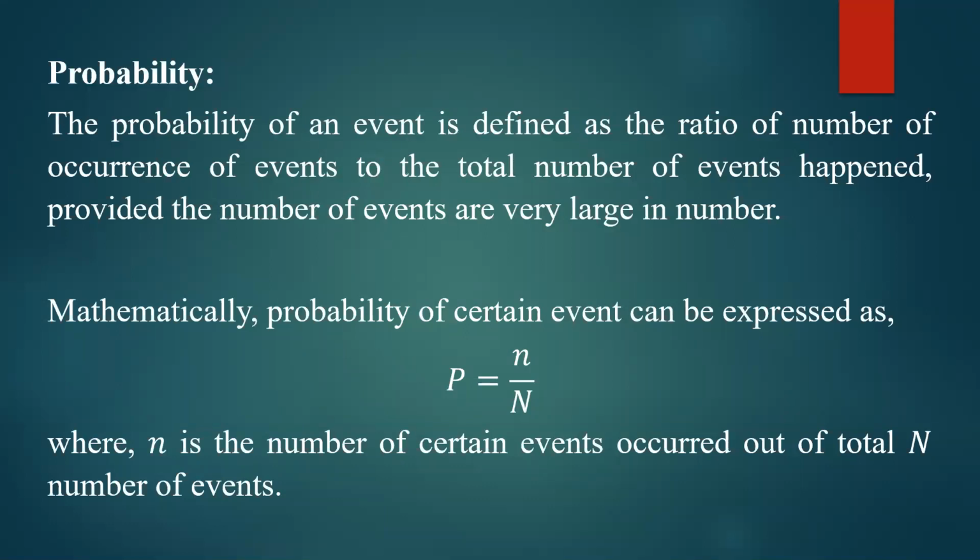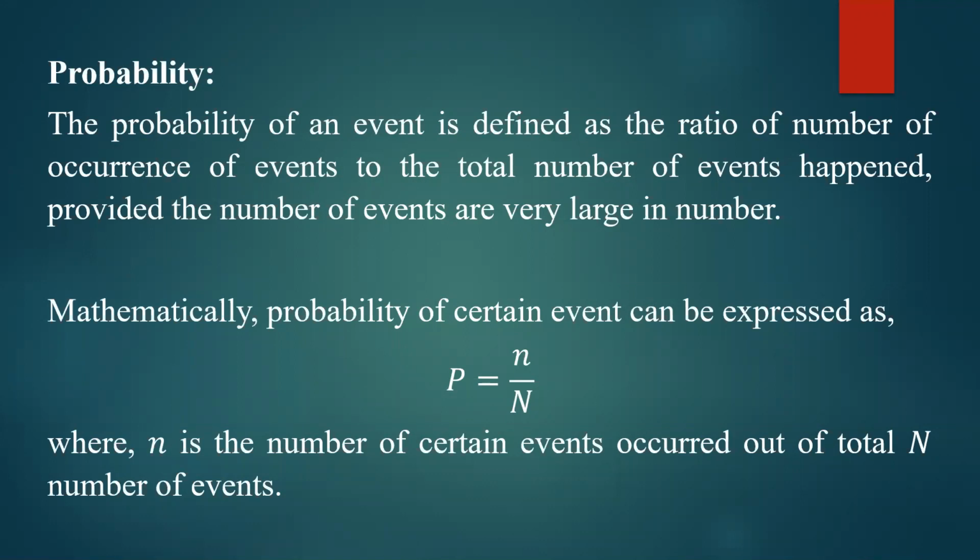Let us take 4,900 times, and 5,100 times you will get tail. Approximately the probability of the event is 1/2. So showing the head is 1/2, showing the tail is 1/2. So that is how probability is defined. Probability of an event is defined as the ratio of the number of occurrences of that particular event to the total number of events happened. That is called probability.